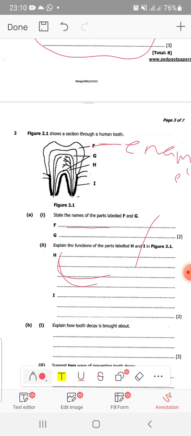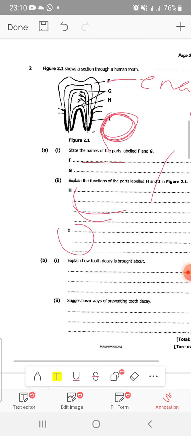Then I is the cement which is used to anchor the teeth into the jaw. It embeds the tooth into the jaw. It makes the tooth stuck into the jaw so that it should not be shaking or moving. That's the function of I. So I is the cement which is used to fix the tooth into the jaw. Okay.